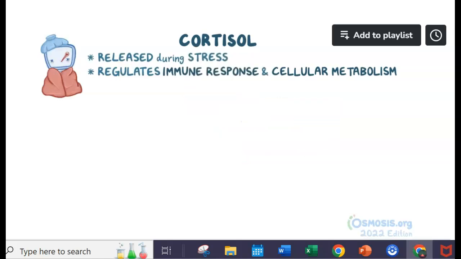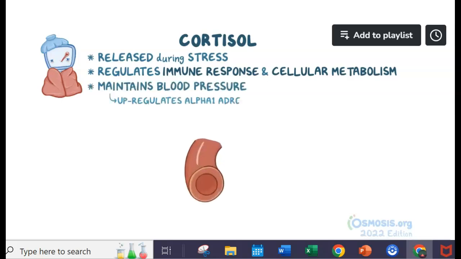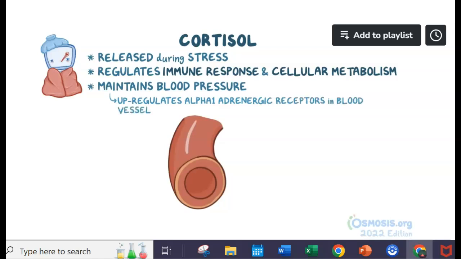The end result is that we have a lot more glucose in the blood, which can be used as fuel during times of stress. Finally, cortisol also plays a role in maintaining blood pressure levels, since it upregulates alpha-1 adrenergic receptors in blood vessels, which causes vasoconstriction.